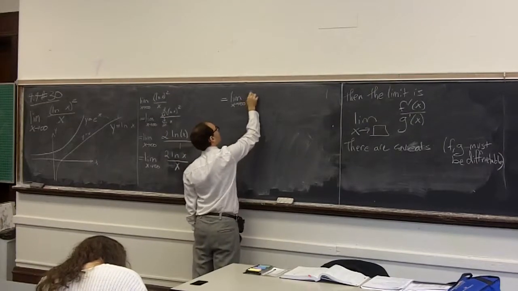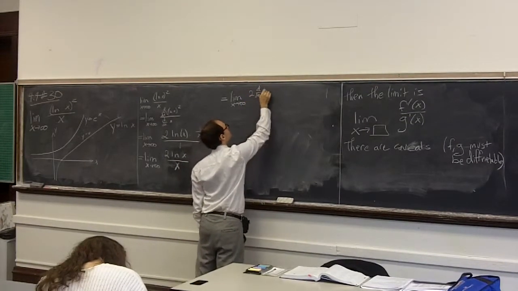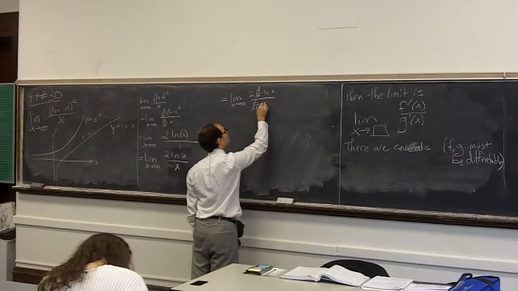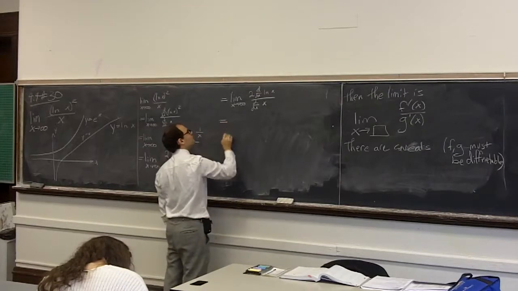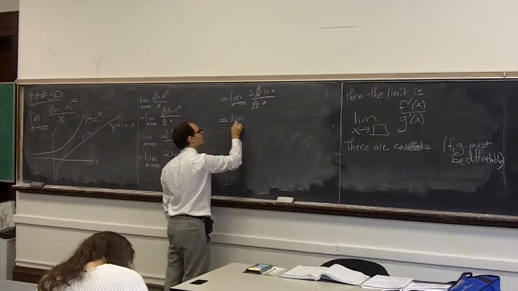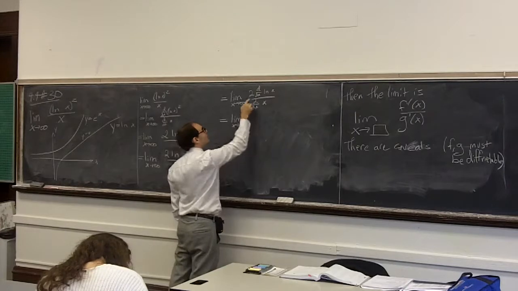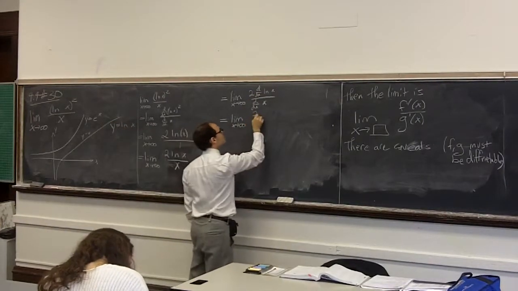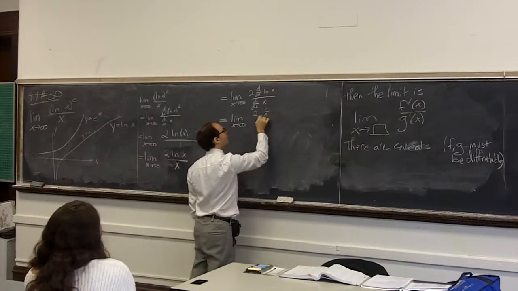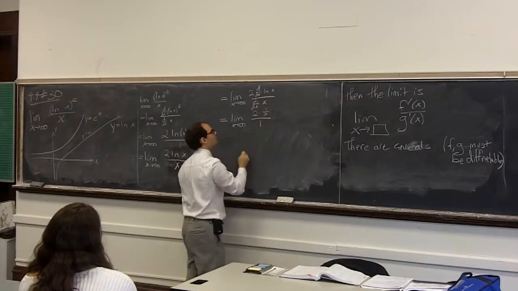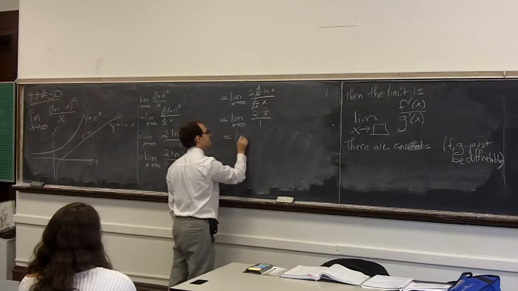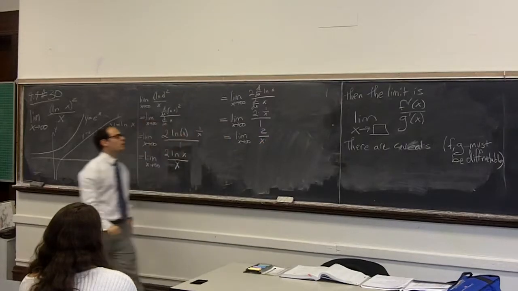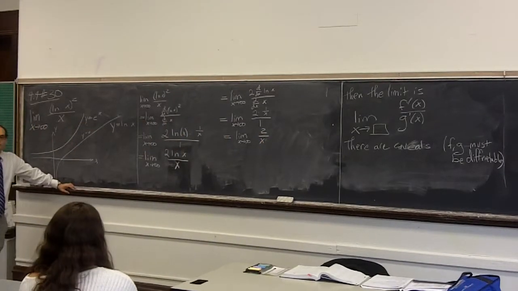Now I've got this 2 out front, but I won't let that bother me. Okay. So let's see here. What's the derivative of natural log of x? 1 over x. So this is 2 times 1 over x. What's the derivative of x? Just 1. So if I simplify this a little bit, victory. So what is this limit?